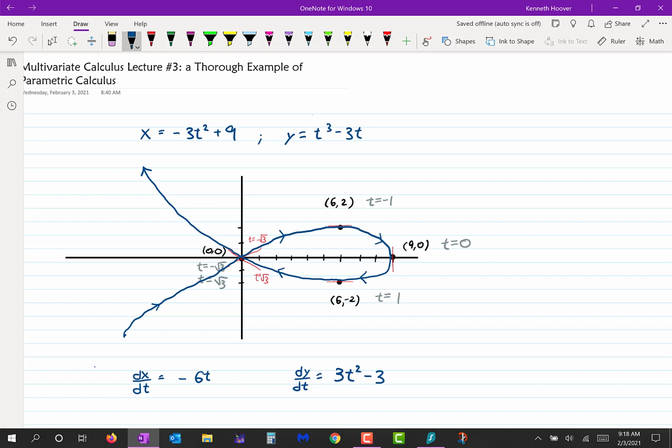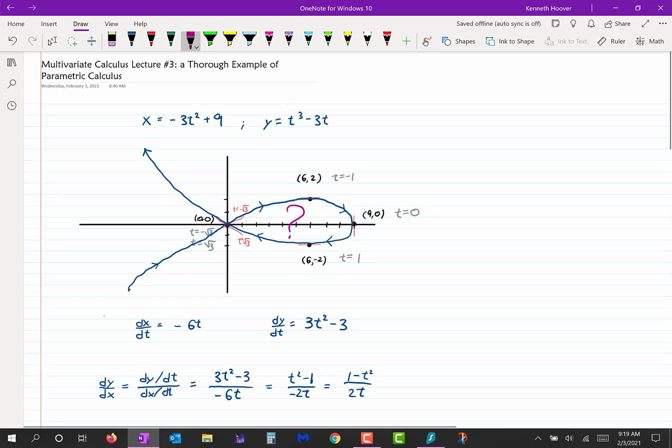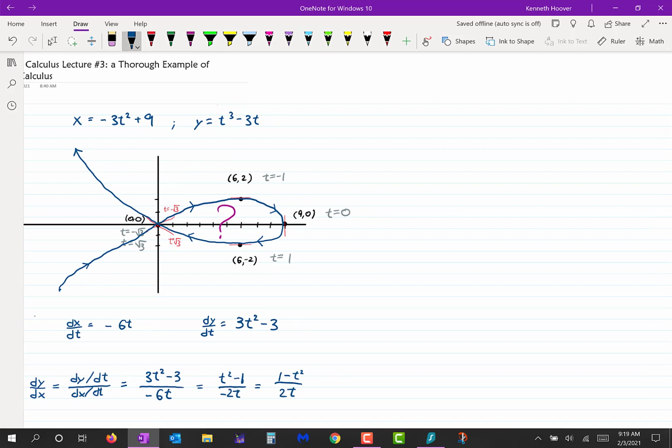Now, one thing I notice is that there's a loop in this, isn't there? So it might be worth practicing here, and it might be interesting to just find out how long do you have to travel to go around that loop? In other words, what is the arc length of this loop? And also, what is the area enclosed by that loop? Okay, let's calculate those two things. I'll try to do it over here on the side. So let's find the arc length of that loop.